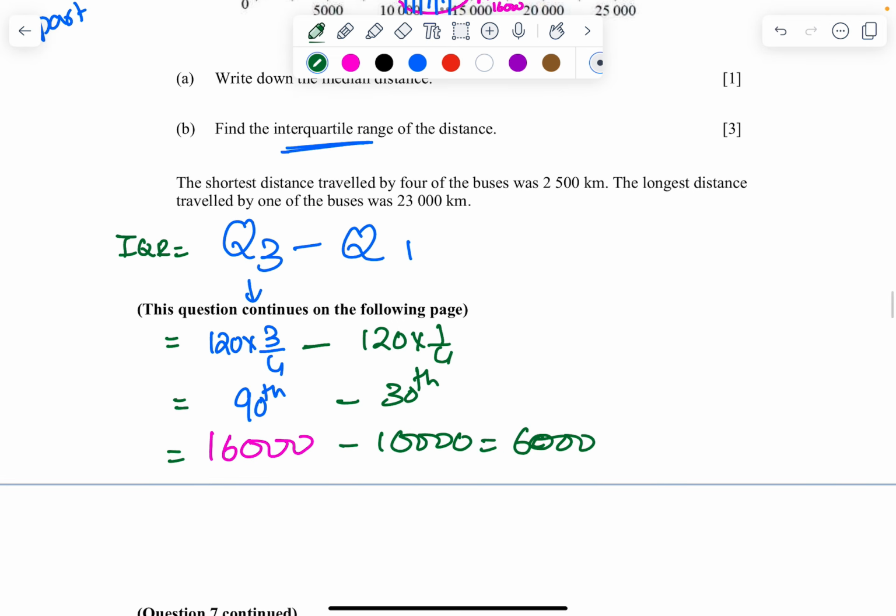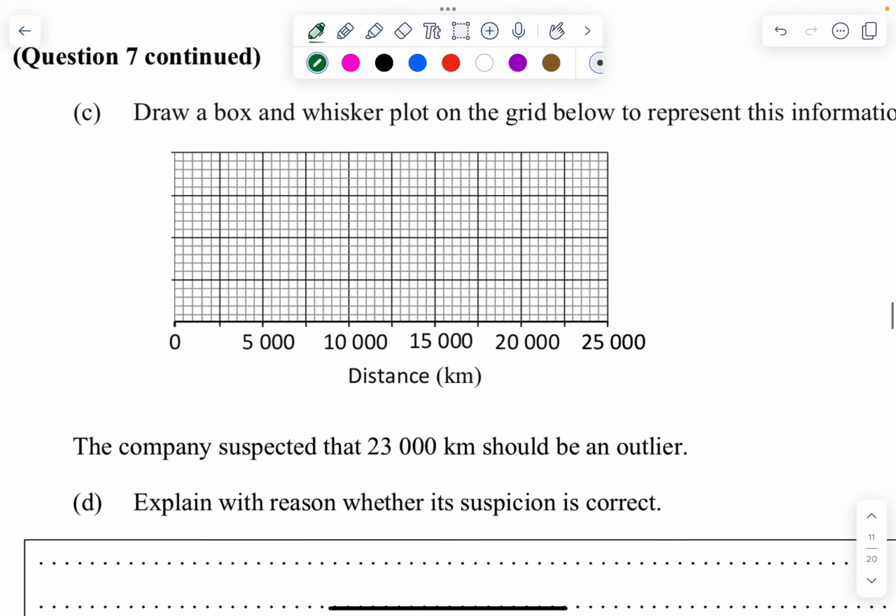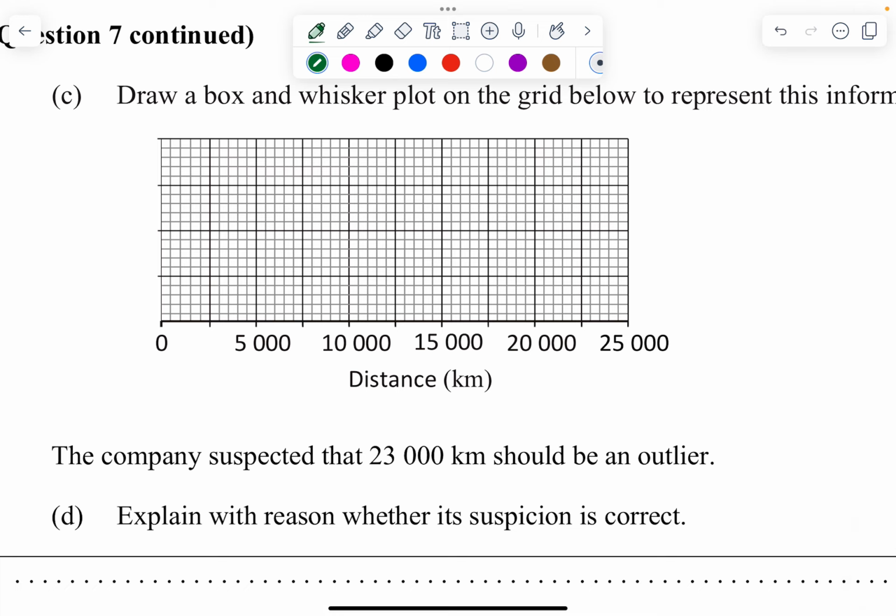The shortest distance is 2,500. The longest distance is this one. Draw the whisker plot. So the shortest distance is 2,500, and the longest is 23,000, which will be over here.